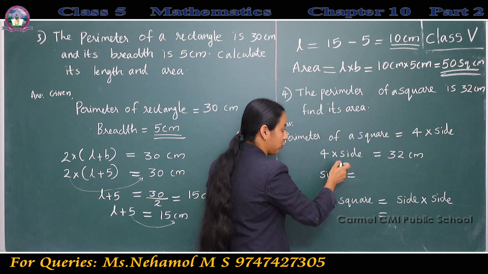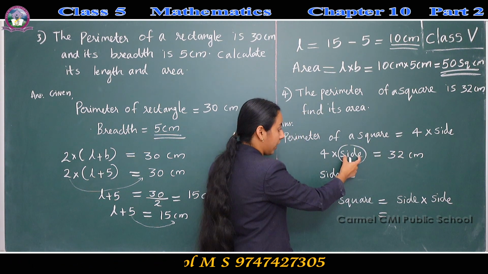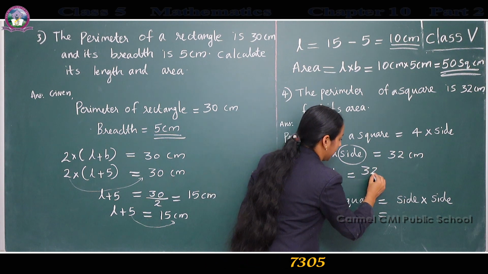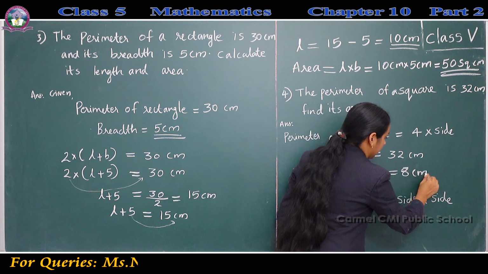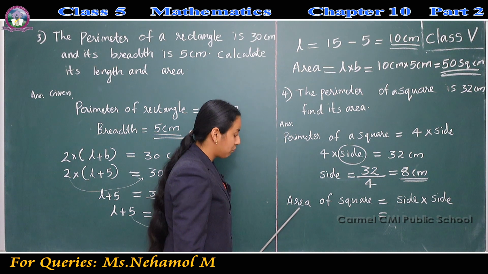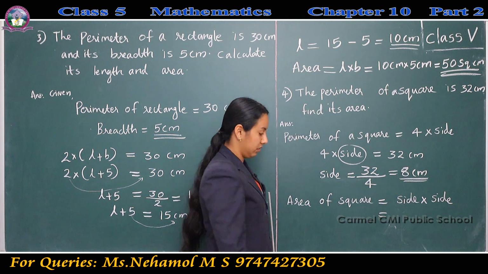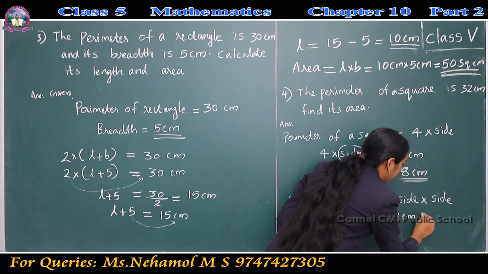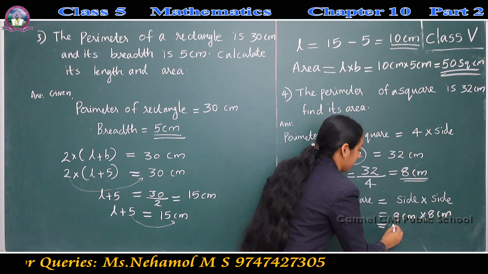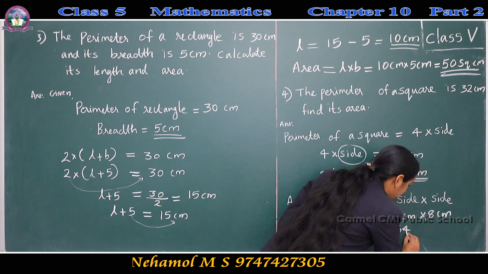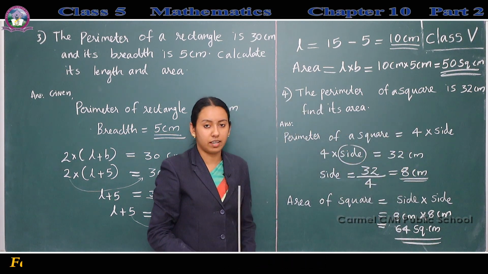Then from here we have to find side. 4 into side is 32. Then what is side? Side is equal to 32 by 4. It is equal to 8 centimeter. Then we have to find area of the square. Area of the square is side into side. That is 8 centimeter into 8 centimeter. That is 8 into 8. 64. 64 square centimeter. That is the area.